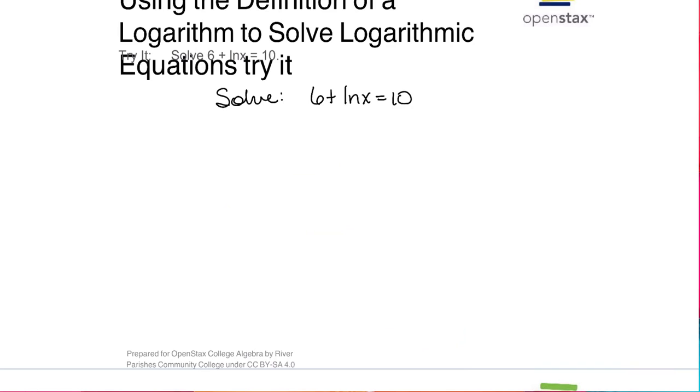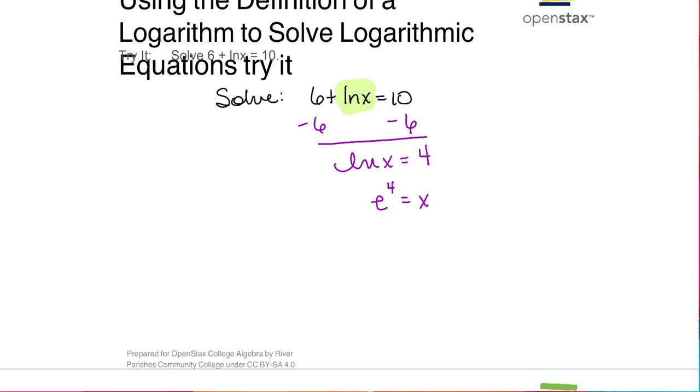Okay, let's look at this next one. Let's solve 6 plus ln of x equals 10. We start by getting the log part of the expression by itself. So we subtract 6 on both sides, and we get ln of x is equal to 4, because 10 minus 6 is 4. Now that we have it in this form, we can rewrite it in exponential form. What is the base? The base here is e, and the exponent is 4, and that means it equals x. So all we have to do here is e to the 4th.